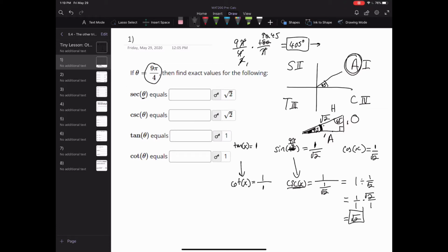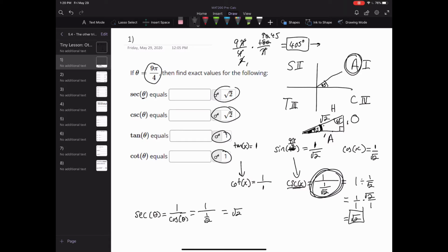Let's put that in right there. Well, you can see that that's the answer. Cotangent, you can see that that's the answer as well. Tangent, you can see that that's the answer as well. And the last one is secant. So I'm going to think of secant of theta as equal to 1 over cosine of theta. And that's just 1 over square root of 2. And it's literally the same work that we did for this. So we're going to end up with square root of 2. And you can see that that's exactly what it is.